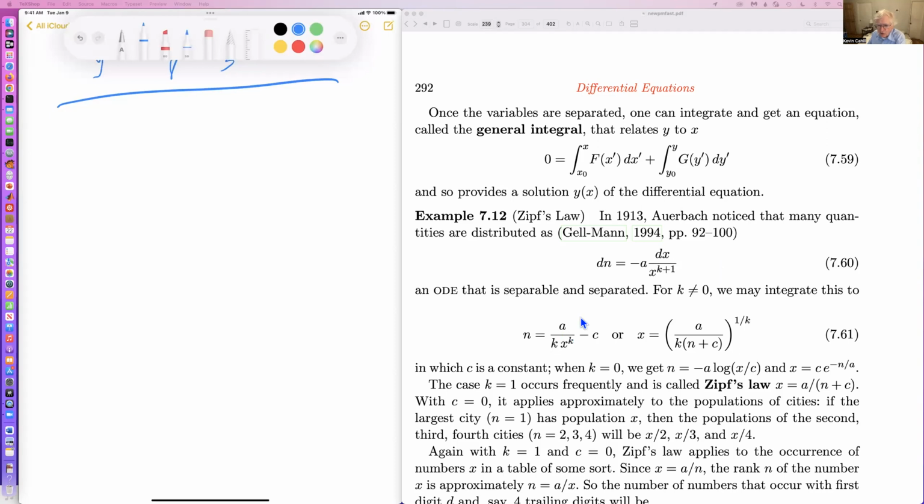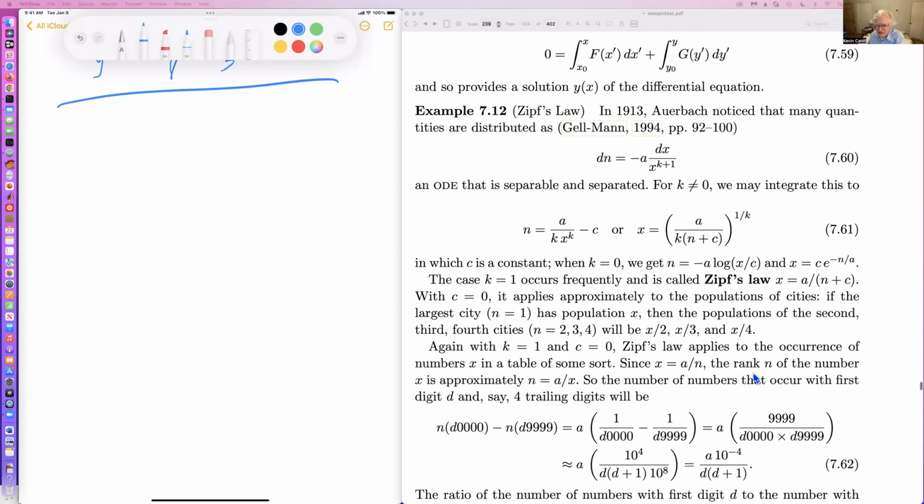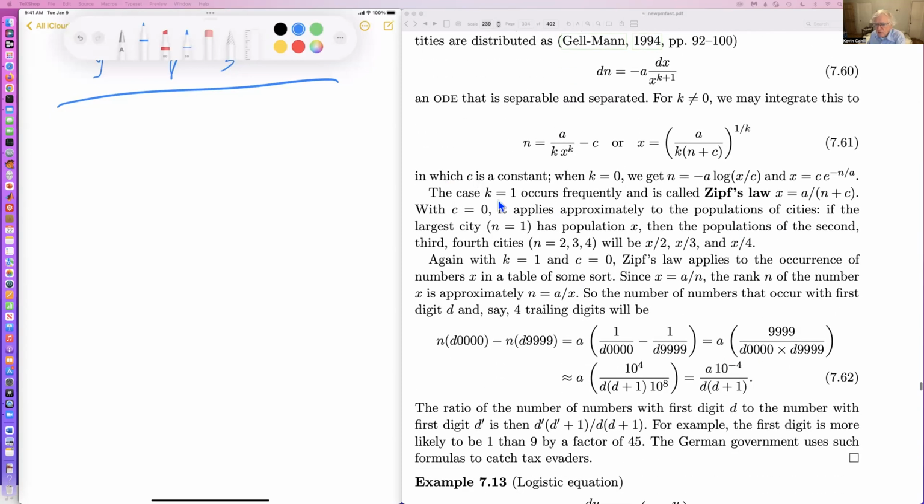If k is not 0, we integrate it to this. And if k equals 0, well, n is equal to minus a log x over some constant. The case k equals 1, it turns out, occurs a lot in actual real life, and it's called Zipf's law. I don't know how in God's name you pronounce Zipf. Anyway, k is equal to 1, so x is equal to just a over n plus c.